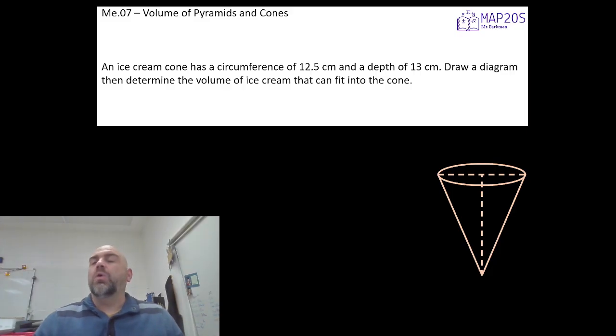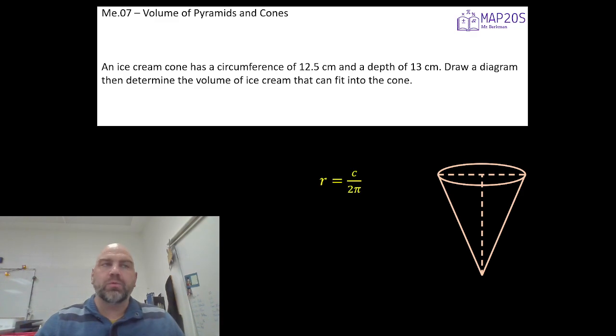All right. So what we need to do here is we are given the circumference of this cone. I didn't put it on there, I probably should have. But we're given the circumference of the cone, and we need to figure out the radius because our formula has radius in it, not circumference. Here's our formula to find radius from circumference. The radius is equal to circumference divided by 2 pi.